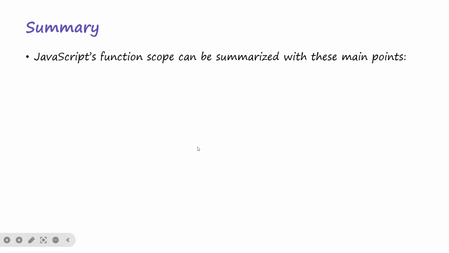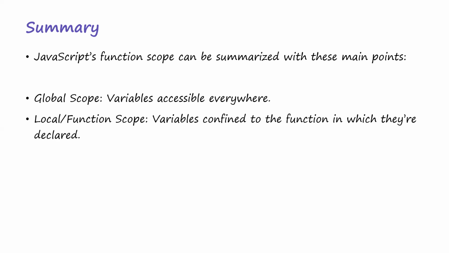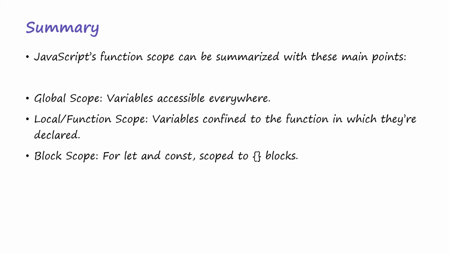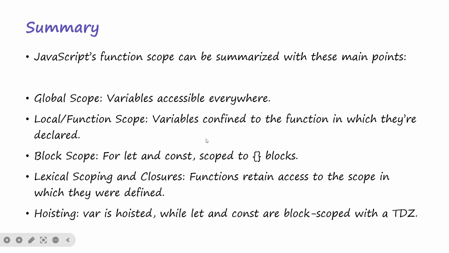In summary, JavaScript scope can be summarized with these main points. Global scope variables are accessible everywhere. Local or function scope variables are confined to the function in which they are defined, so they're only accessible within that function scope. Block scope variables are confined inside a block. A block is just the opening and closing curly braces. Lexical scoping and closure: functions retain access to the scope in which they are defined. We'll talk about this more when we talk about closures. var variables are hoisted, while let and constant variables are hoisted but uninitialized. They are block scoped.